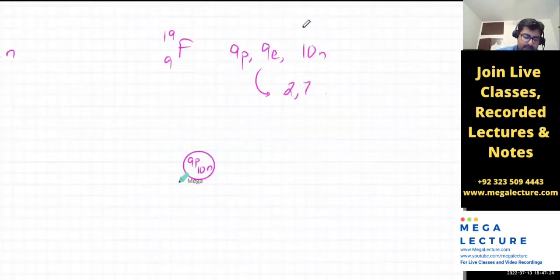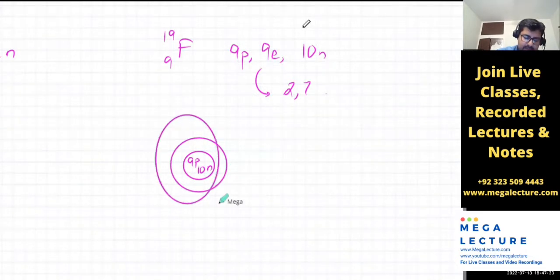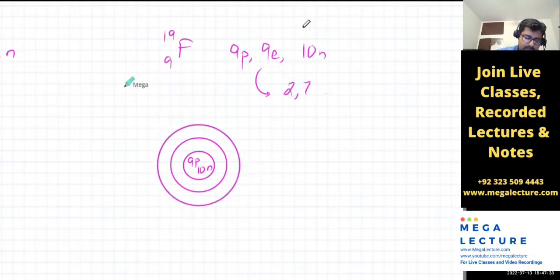It will have 2 shells. That's shell number 1, and then there is shell number 2. So it's 2 electrons in the first and 7 electrons in the second. You get 2 and 7.